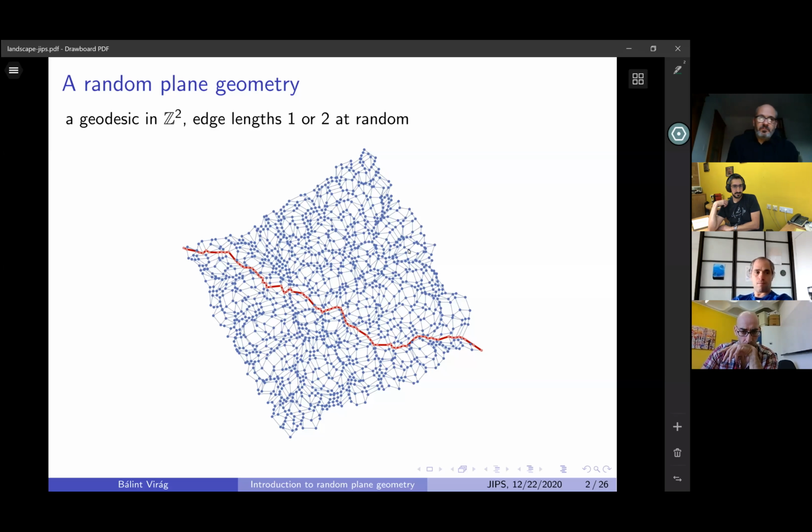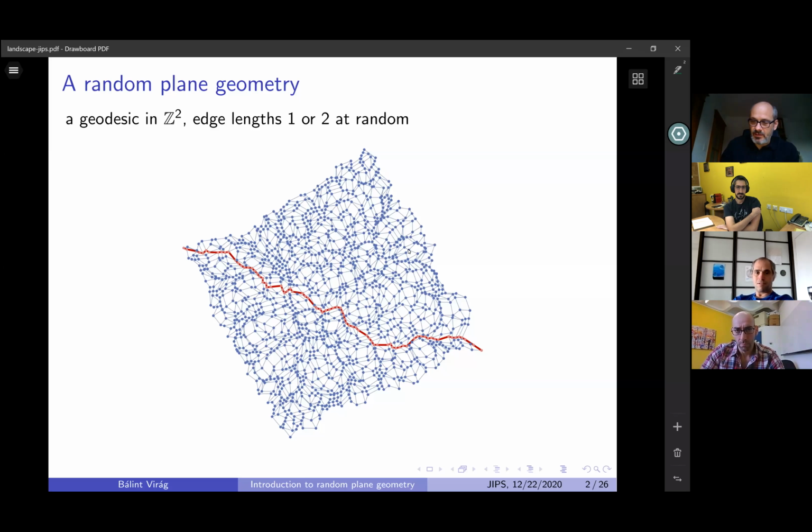So what do I talk about? Well, here is a very simple model. You take a grid, and you assign edge length 1 or 2, or 1 or 3, at random, and then you see what distance you get this way on this grid. Here, what I drew was a geodesic between the two opposing points in this grid. This is kind of what it looks like, and this is what the graph looks like.